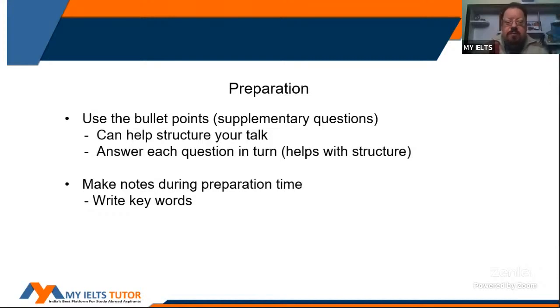And then as you prepare, you want to make notes. And you don't want to write sentences. You just want to write keywords, maybe 1 to 3 words, so that it jogs your memory. So again, don't write long sentences. Don't try to write a script. You won't have time to do that. Just keep it to keywords.